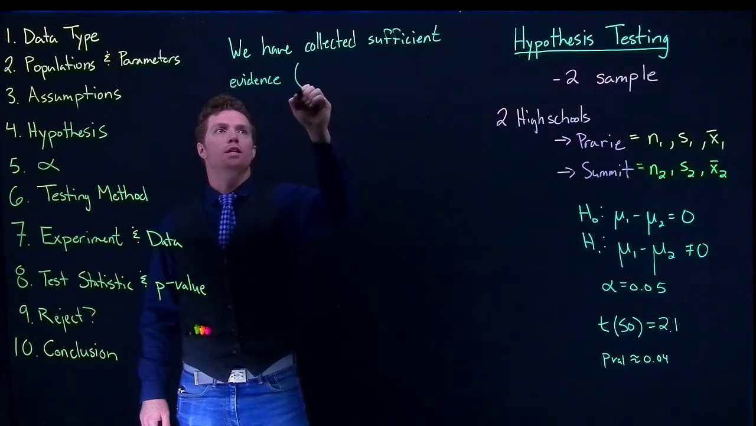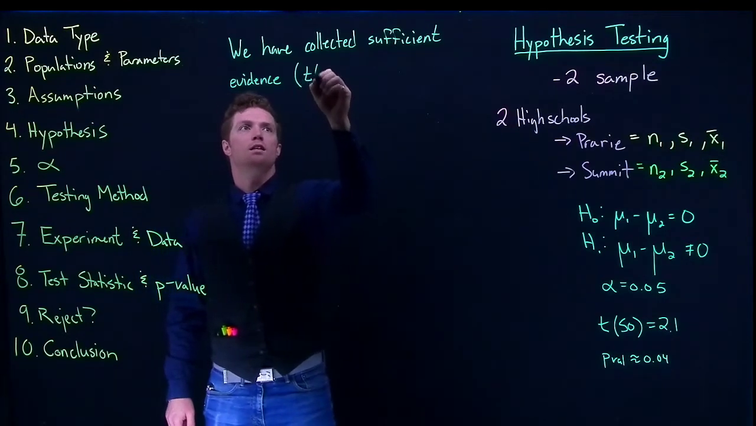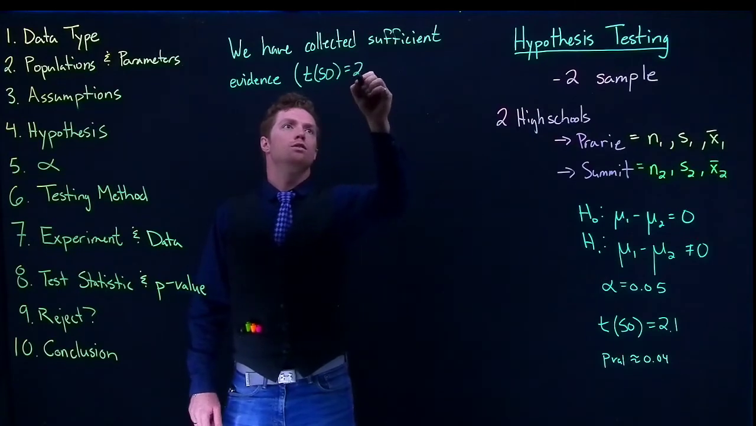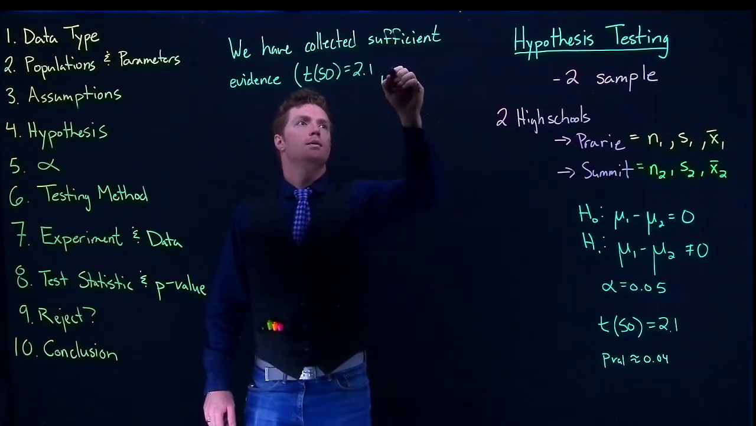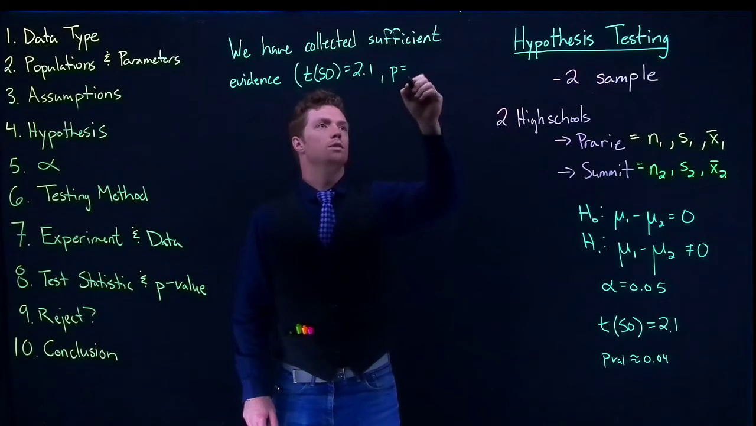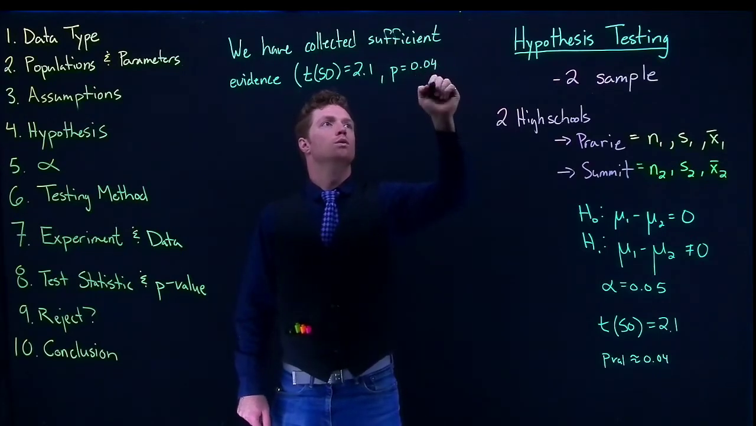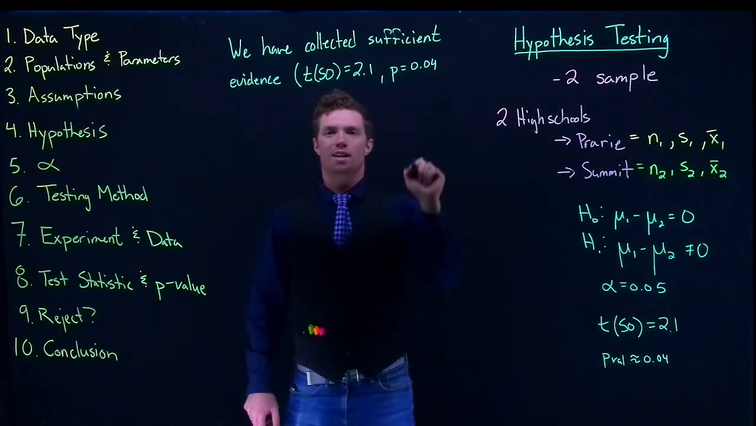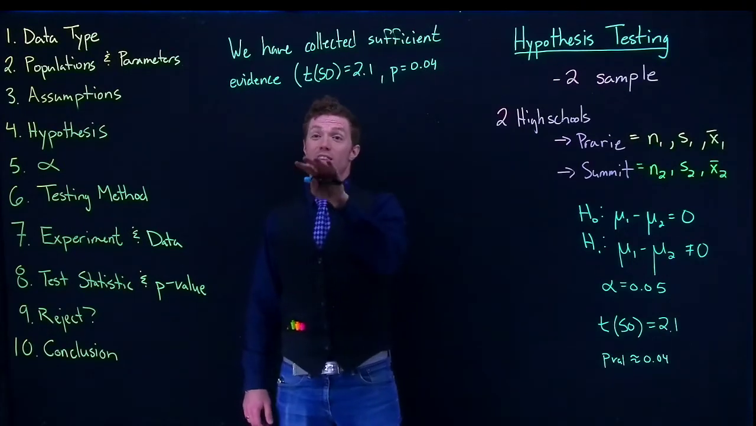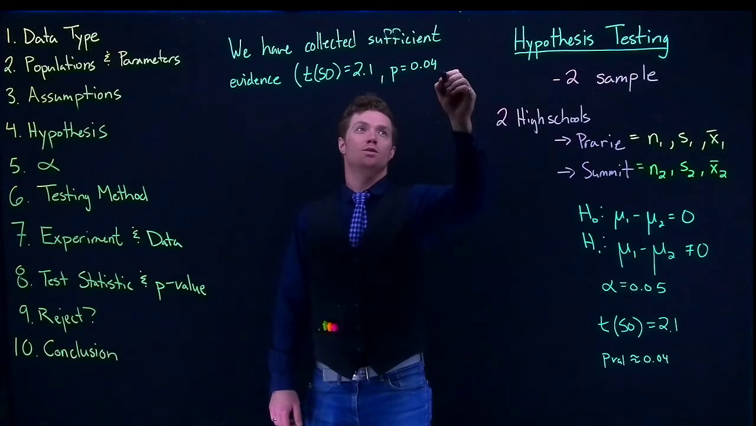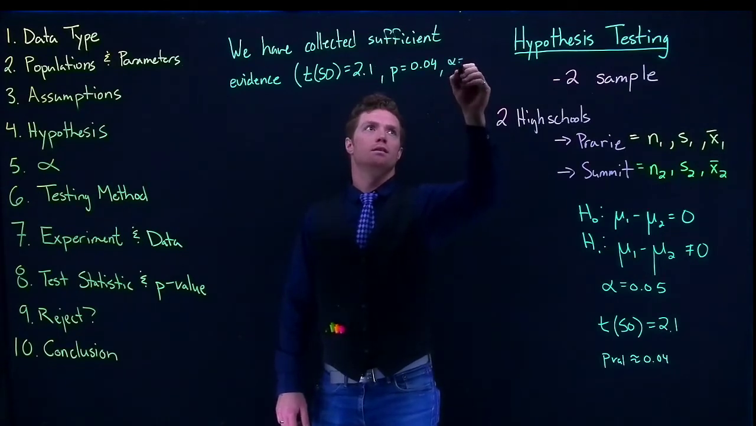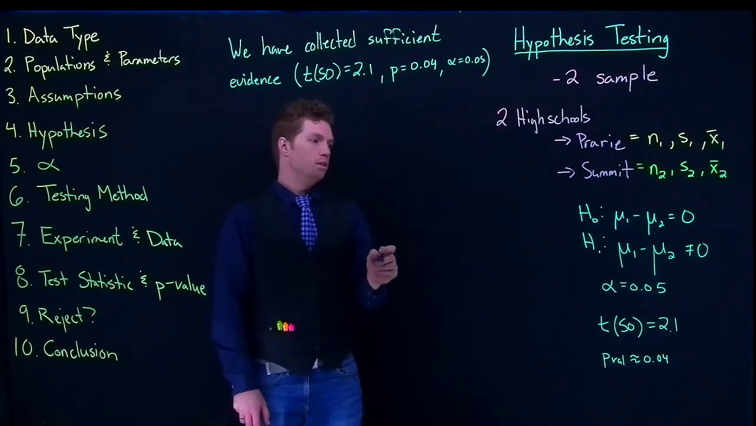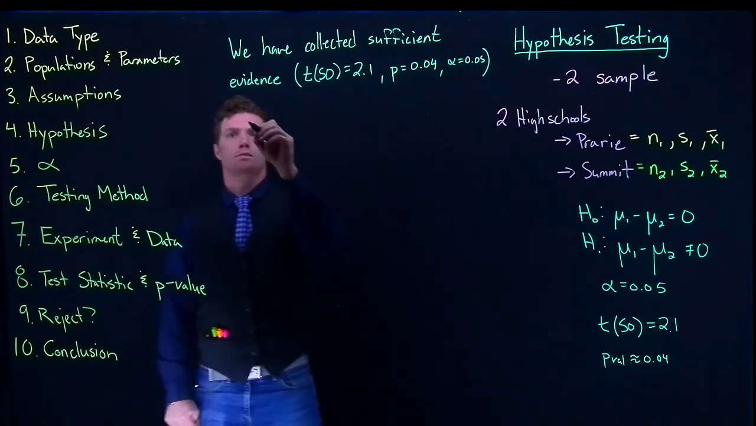Once we say that, we need to provide the evidence. So we need to say T50 equals 2.1, comma, P equals 0.04. I'm going to let us do it one of two ways. You can either put the alpha in the sentence, or I'm just going to put my alpha right here so it doesn't encumber the rest of my sentence.